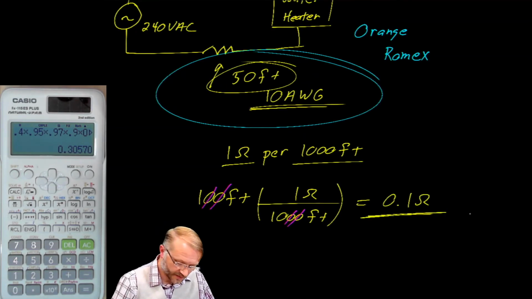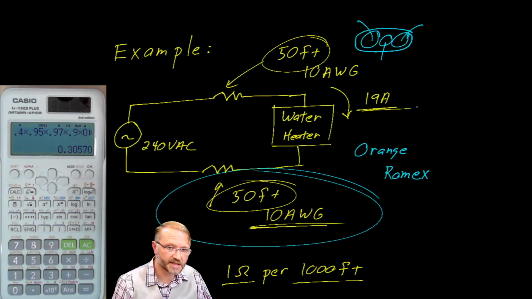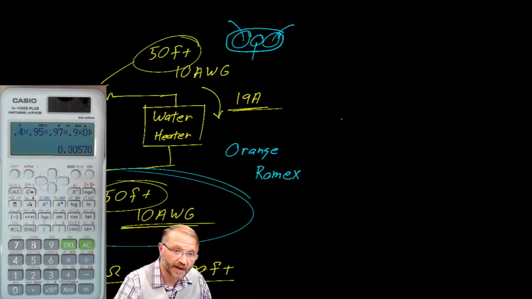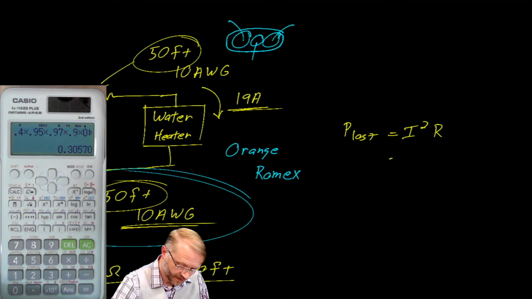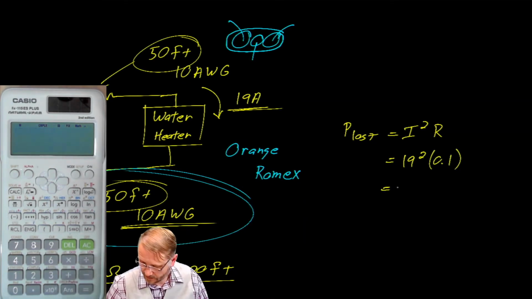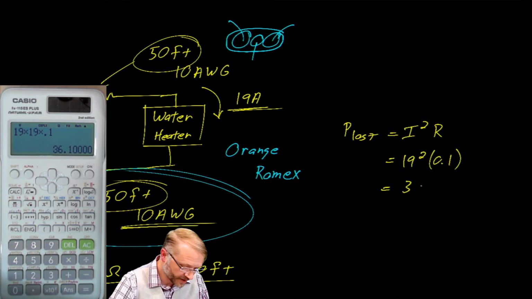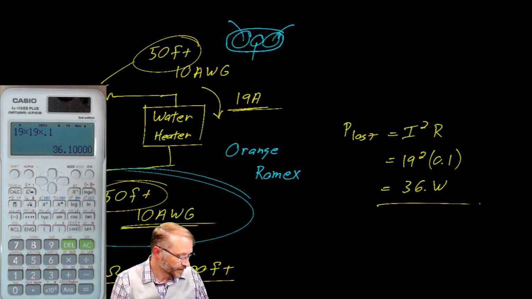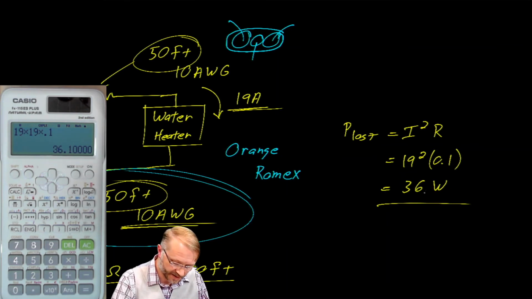Knowing the resistance of the wire and the fact that there's about 19 amps flowing in that circuit, you can calculate the power lost to the wire. And that is I squared R, which is 19 squared by 0.1. So that's about 36 watts lost to the wire, which means that orange wire that's stapled to your wall is giving off 36 watts while that heater is running.